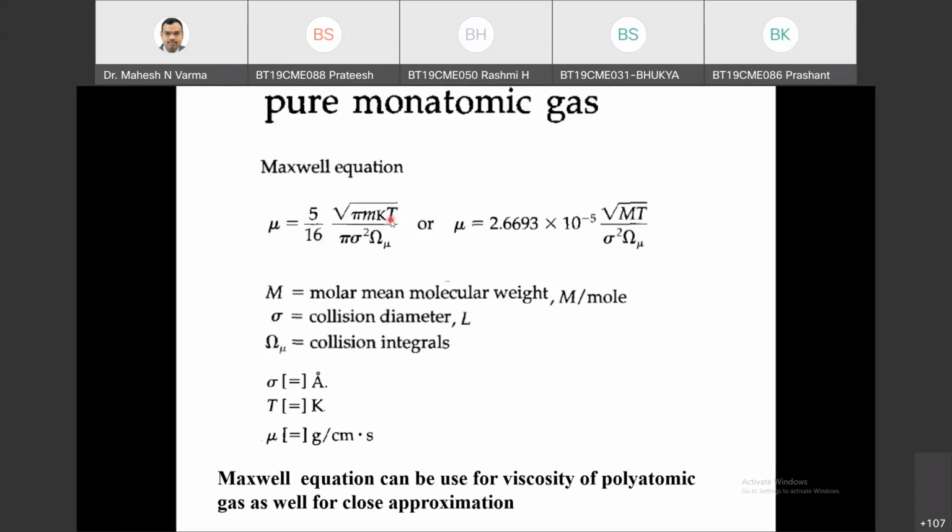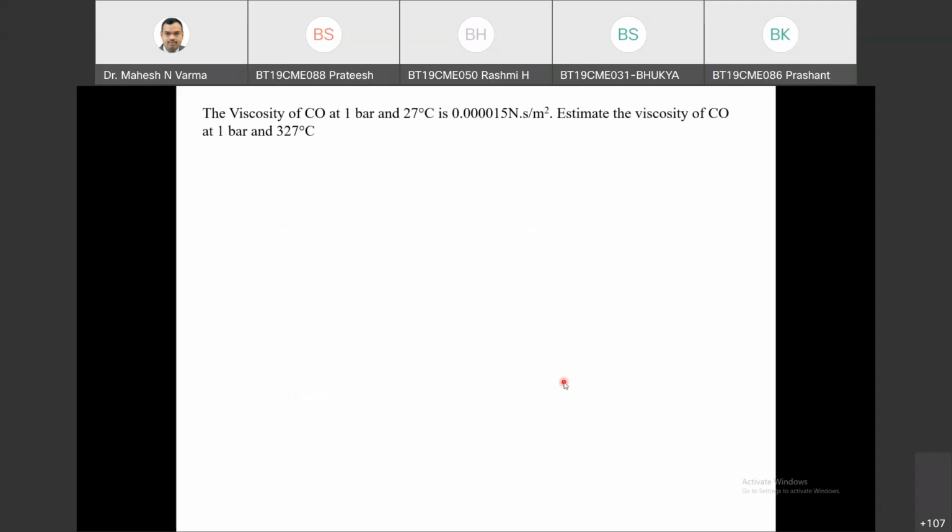This information is largely used in chemical engineering for many purposes. Many design problems involving viscosity are given at one temperature and you need to estimate the viscosity at another temperature. That time, this information: viscosity is directly proportional to the square root of temperature. So as far as transport phenomena is concerned, what is the take home message? You can consider viscosity is directly proportional to the square root of temperature with some constant, collision diameter, collision integral and all. So using this information, let us see whether we can solve this problem.